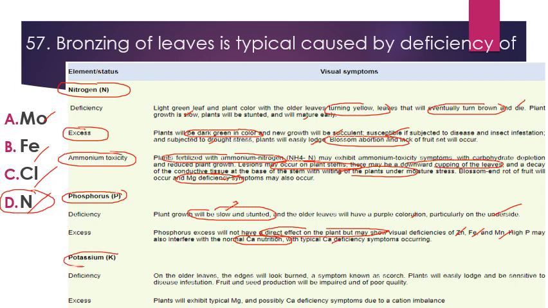Next element is potassium. Its deficiency can be seen on older leaves, and the edges will look burnt. A symptom known as scorching appears due to deficiency of potassium. Plants will easily lodge and be sensitive to disease infestation. Fruit and seed production will be impaired and of poor quality. Its excess inhibits the typical magnesium intake and possibly causes calcium deficiency due to cation imbalance.